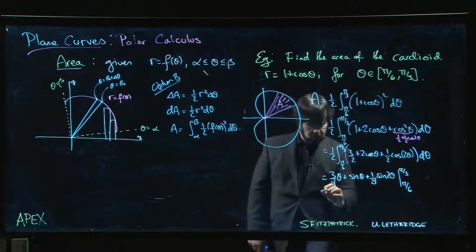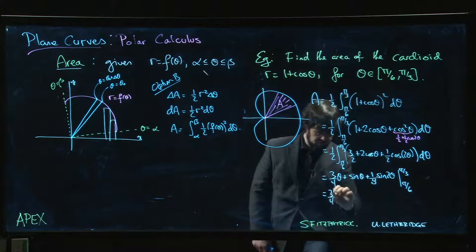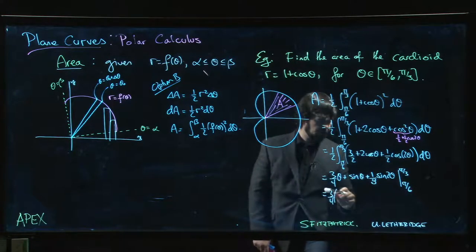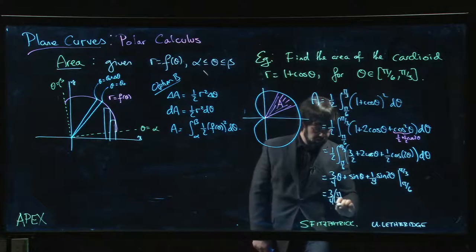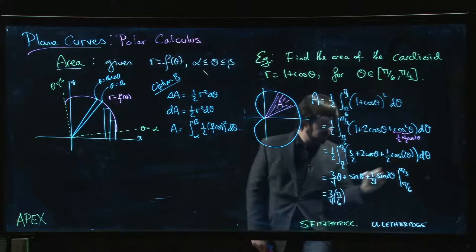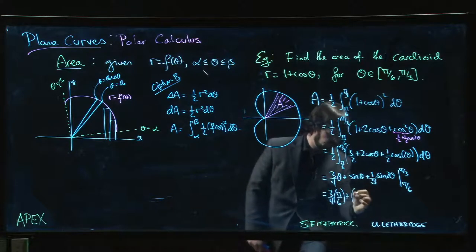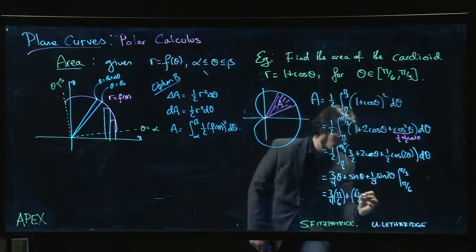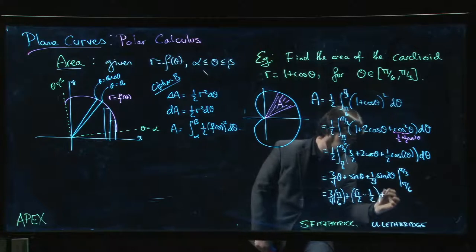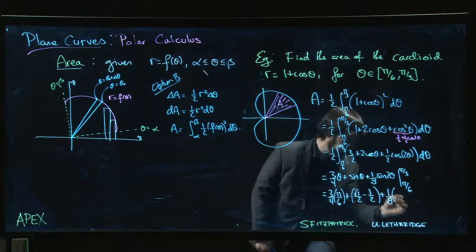We can do it. We get 3/4 times pi over 3 minus pi over 6, which is pi over 6. That part's not so bad. And then we have sine pi over 3, which is root 3 over 2, minus sine pi over 6, so 1/2. And then 1 over 8.